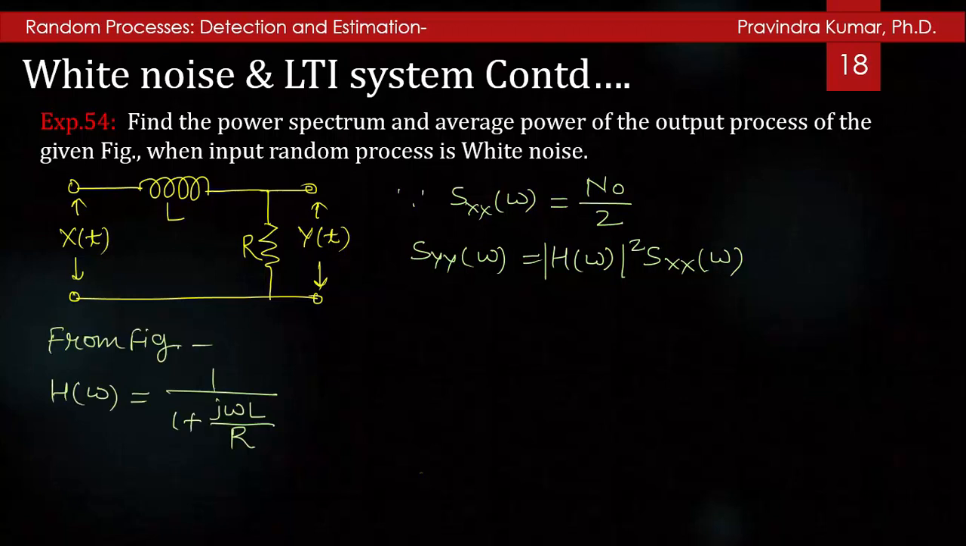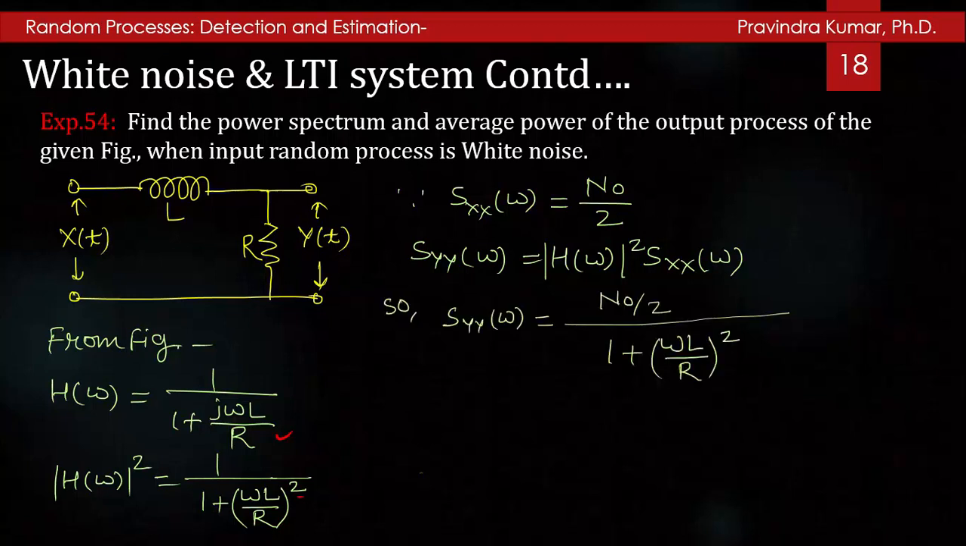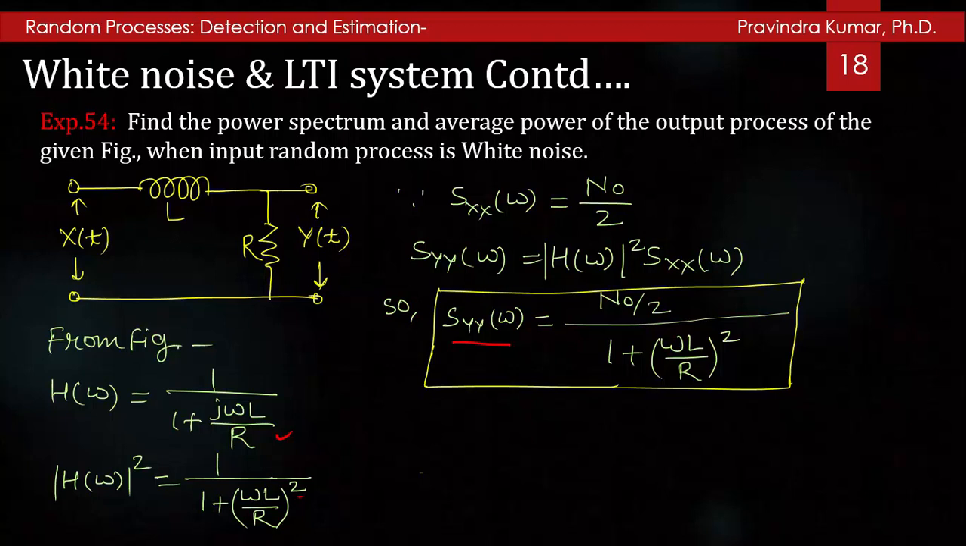The multiplication of these two will be the power spectral density of the output random process. And from this figure, H(omega) will be 1 upon 1 plus j omega L upon R, and the square magnitude will be 1 upon 1 plus the whole square of omega L upon R. So put this value here, and you will get the power spectral density of the output random process as N naught by 2 divided by 1 plus (omega L upon R) whole square, and this is the output power spectral density.